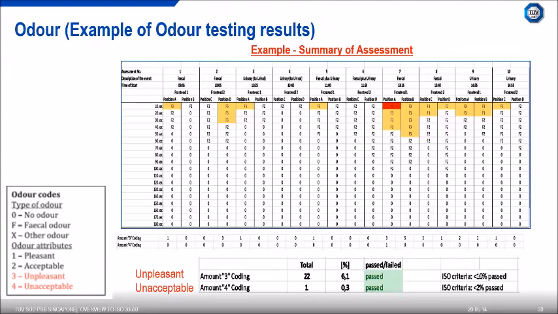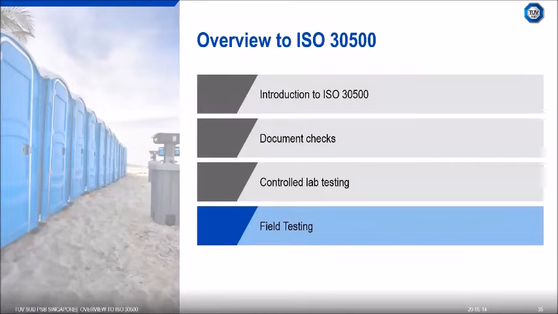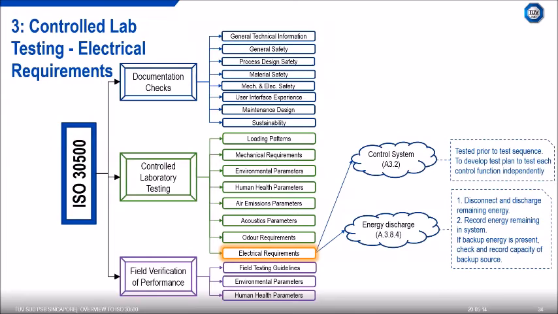Okay, so moving on to the electrical requirements. The control system shall be tested prior to the test sequence. As you can see, it's not stated in the schedule. A test plan needs to be developed that incorporates the test cases, enabling each control system function to be tested independently. The tester shall not be someone who is involved in the design process.